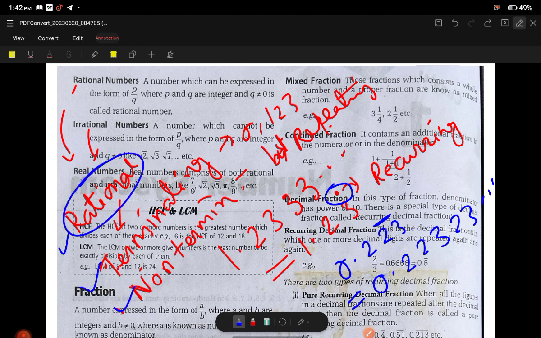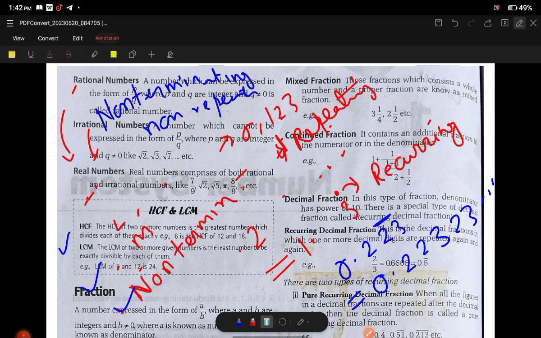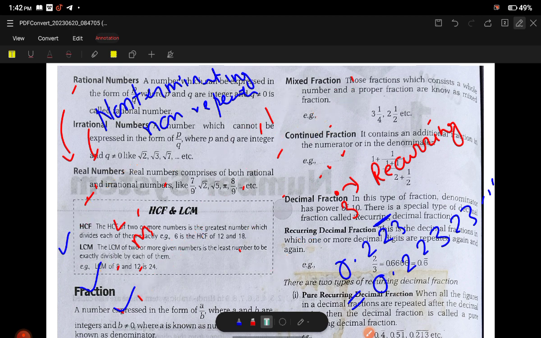But irrational numbers will be what? Irrational numbers will be non-terminating, non-repeating. Non-terminating means the digits will not end, will not be terminated, and non-repeating means it will not be repeated either. If you ask me to give one example, I will give you that. What is the example? See, a series.